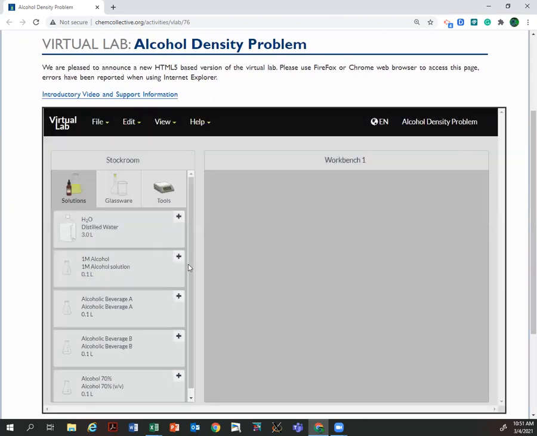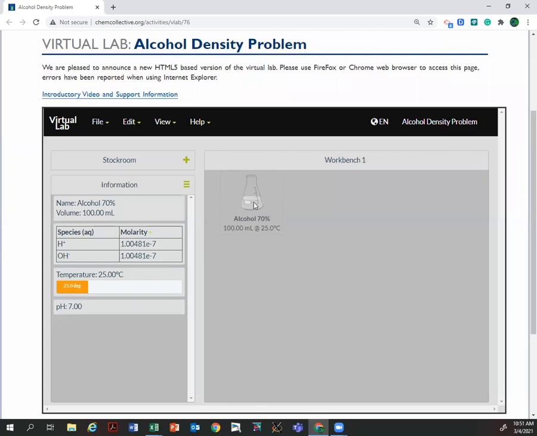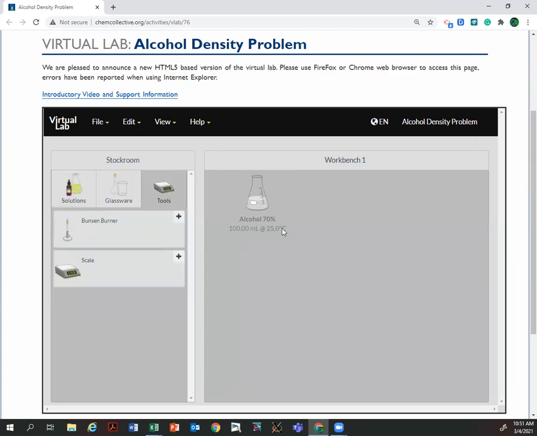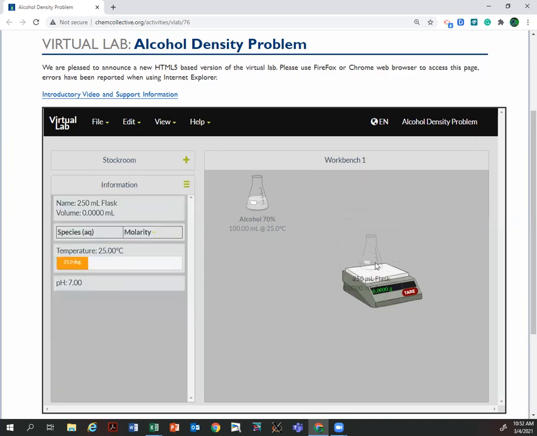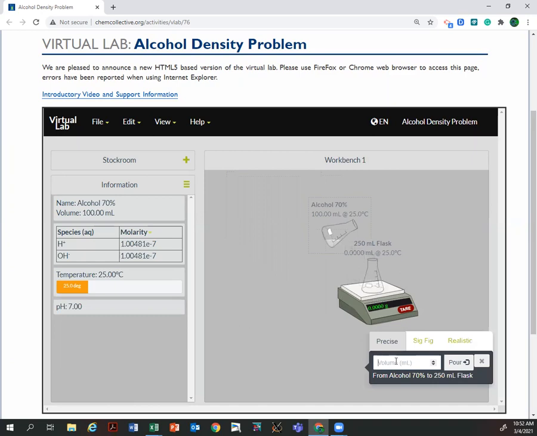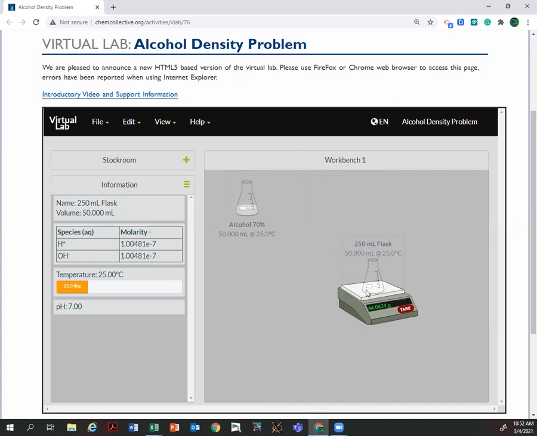Okay, so what we're given here is a set of solutions. They provide us with alcohol at 70%. That will be one point we know, so we know the concentration. Let's find the density. Density is mass over volume. So I have here my scale, and I'm going to have my flask. I'm just going to pour here 50 milliliters, and I'm going to find the mass. That will allow me to find the density, because density is mass over volume.